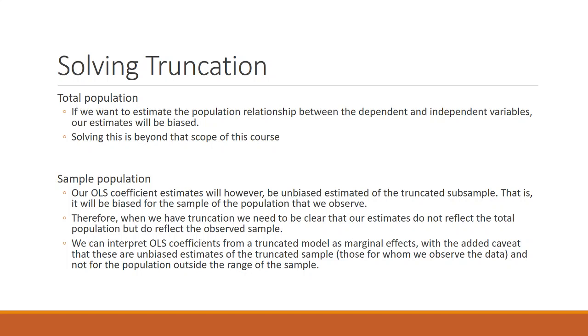Our ordinary least squares, our OLS coefficient estimates, will be unbiased, assuming all of our other ordinary least squares assumptions hold, like there's no omitted variable bias, etc. Assuming that all those hold, our OLS coefficient estimates will be an unbiased estimate for the truncated subsample.